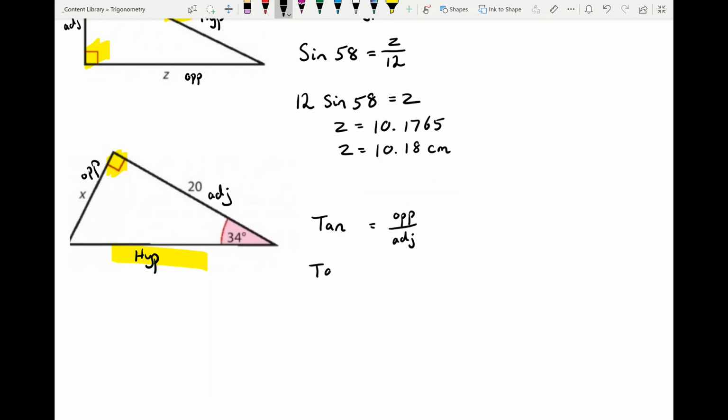Filling in what we know, we have tan 34 equals the opposite side, which is x, over the adjacent side of 20. Multiply both sides by 20 to eliminate our fraction. 20 tan 34 equals x. X equals 13.49 centimeters.